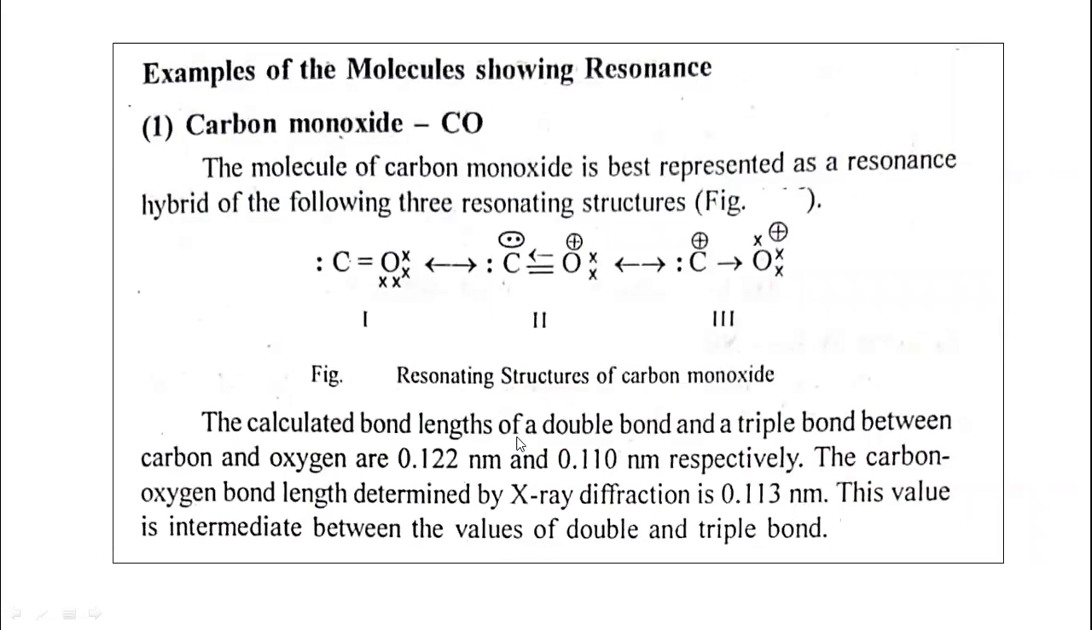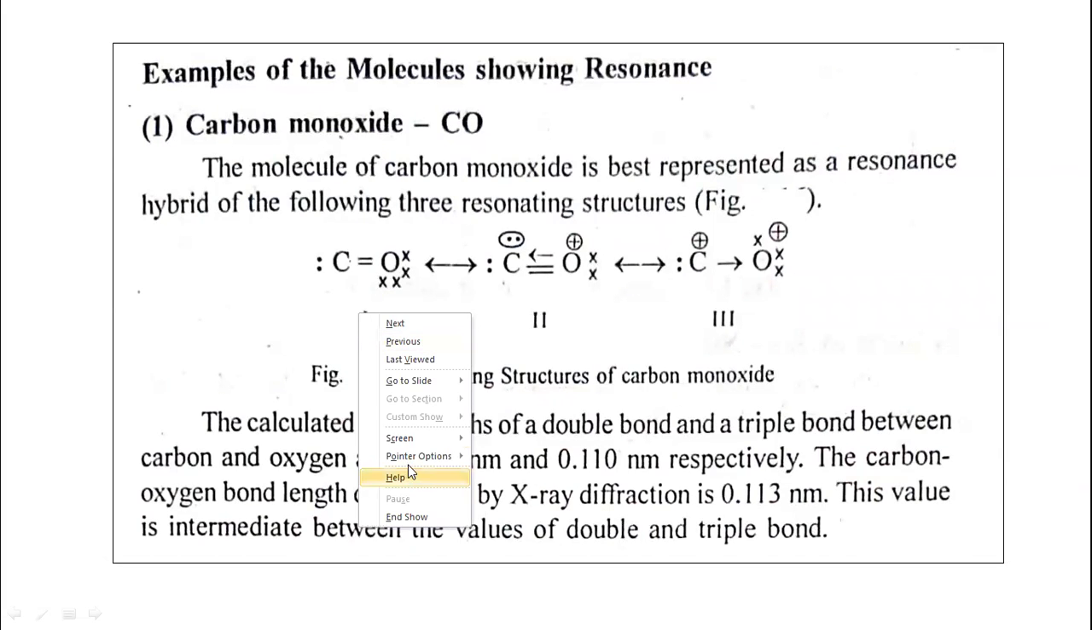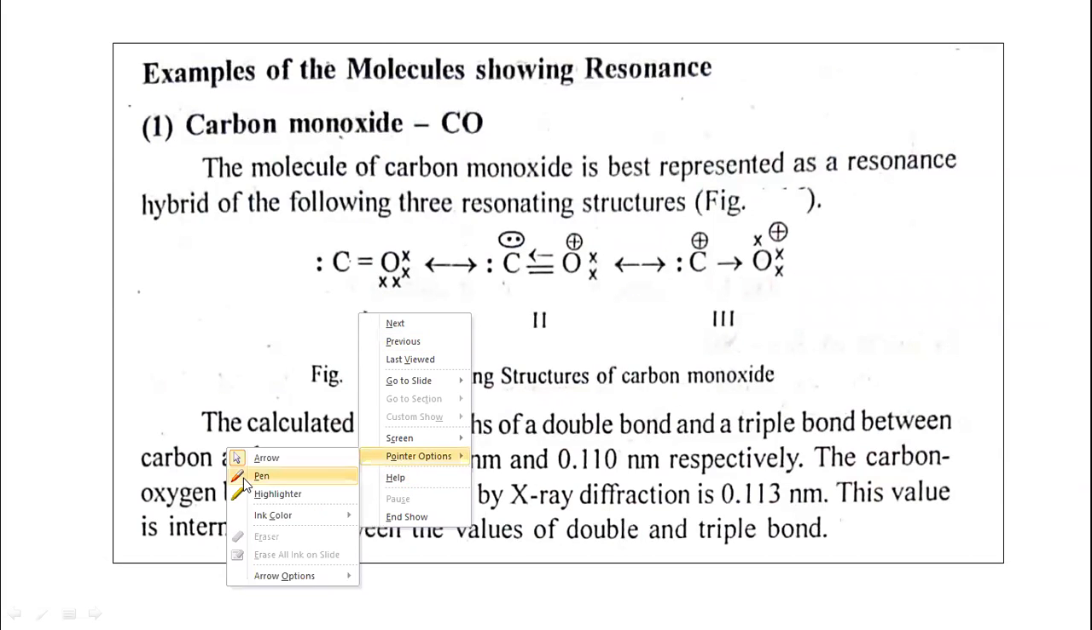Now let us take examples of molecules showing resonance. The first example is the carbon monoxide molecule, CO, carbonyl group. The carbon monoxide molecule is represented by these three structures. Let us see now. We know that carbon has valency 4. In the valence shell of the carbon atom, there are 4 electrons.